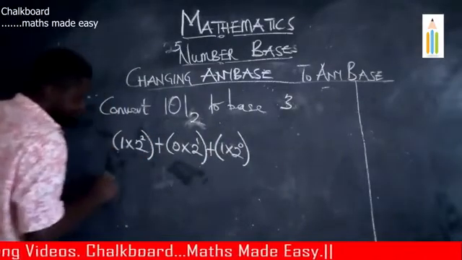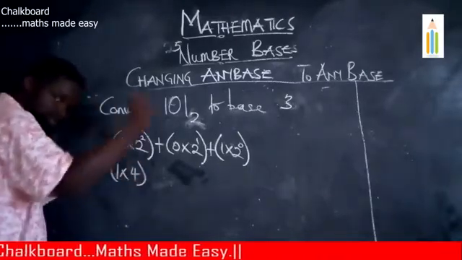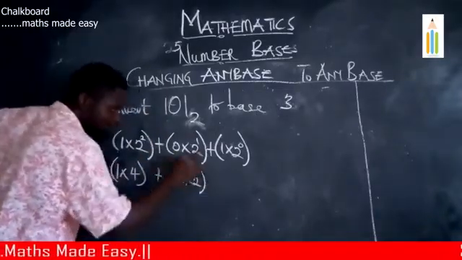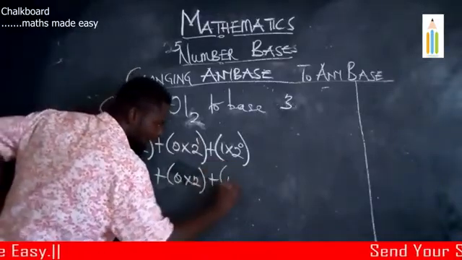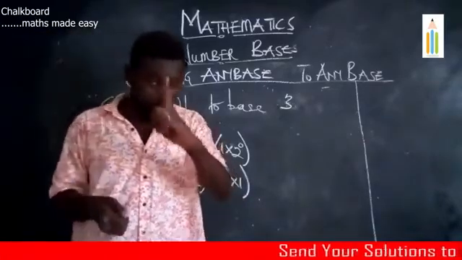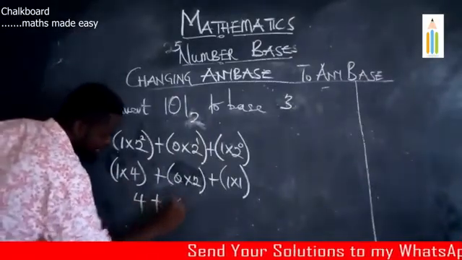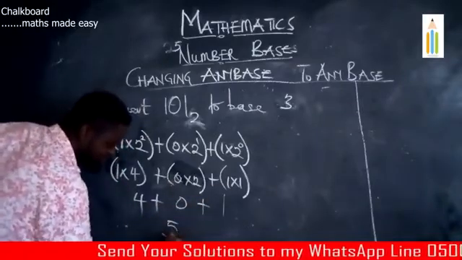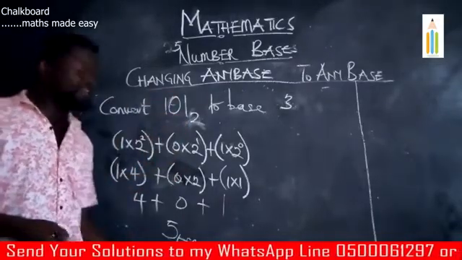Are you good? Then we simplify. So we're going to get 1 times 2 squared, 2 times 2. So 2 times 2 gives us 4. Plus 0 times 2, 2 raised to the power 1 is 2. Plus this one gives us 1 times 1. And as I said last time, any number raised to the power 0 gives us 1. Good. So now, what are we getting? 1 times 4 gives us 4, plus 0, because 0 times 2 is 0, plus 1. And we are getting 5 base 10. So 101 base 2 to base 10, we are getting 5 base 10.